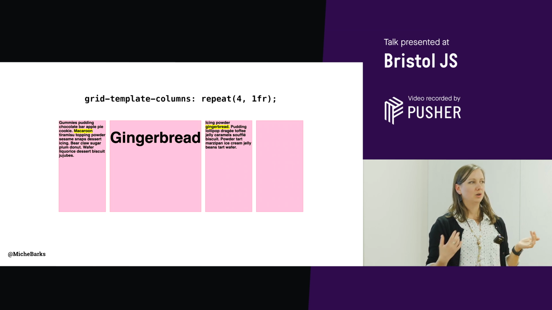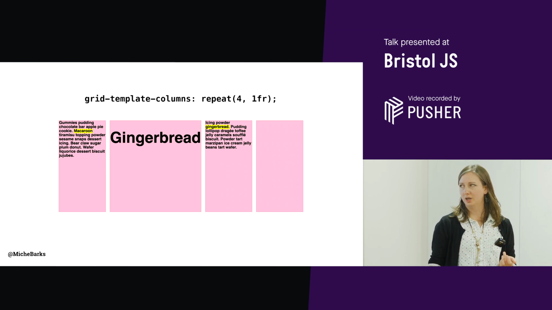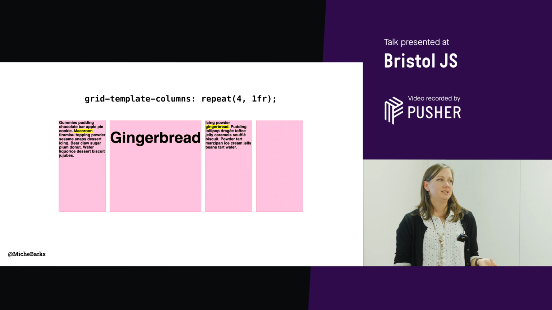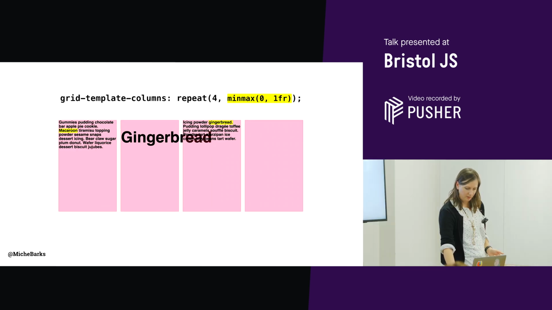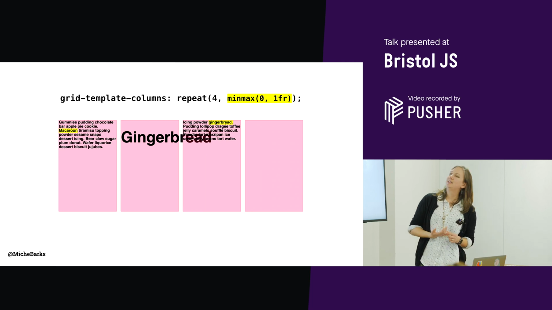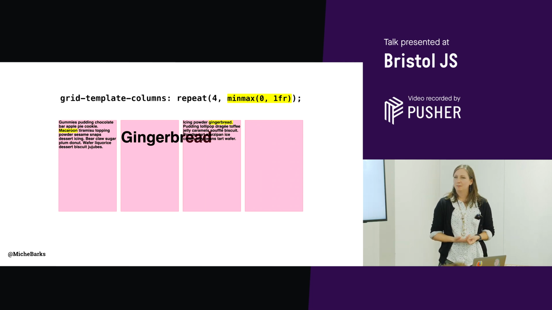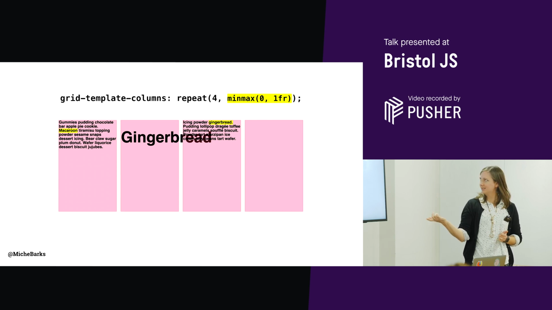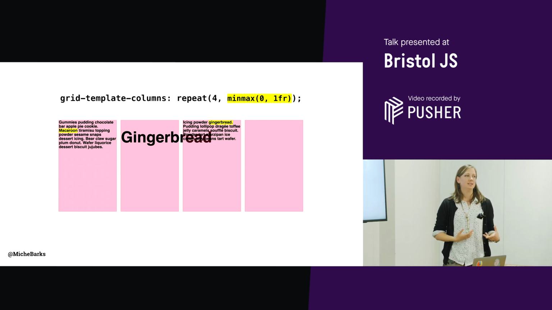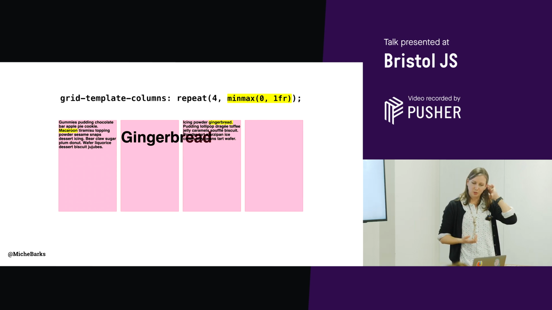So perhaps we want our columns to be the same width no matter what. And there are reasons why you might do that. So it might be part of a page-wide grid system. What we need to do instead is use grid's MinMax function. So with MinMax, we pass in a minimum and a maximum size for our grid tracks. And by setting a minimum of 0 or any fixed length, we can lock those tracks into growing at the same rate, even if the content is larger or smaller.